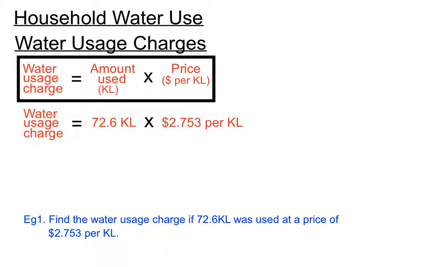So we'll just do that multiplication because the thing we're trying to find, the water usage charge here, is already out the front. We say that's the subject of the formula already. So we don't have to rearrange this at all. We're just multiplying 72.6 by 2.753. And we'll get an answer there of $199.87, and it's logical to round dollar and cents amounts off to 2 decimal places.